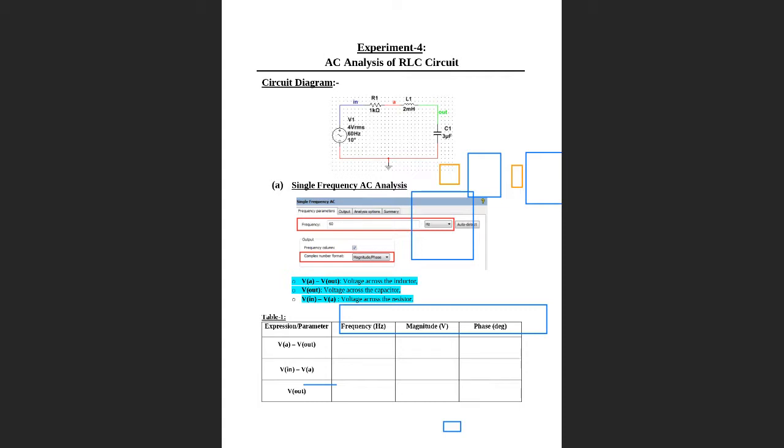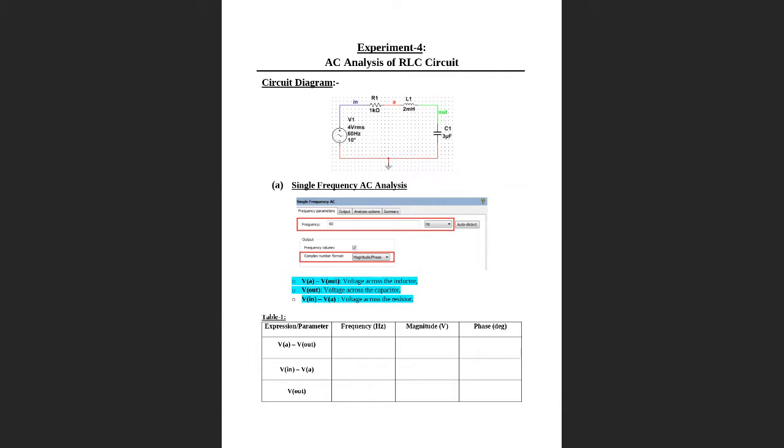Next, for the second one, select the output. First, for the frequency parameters, we have changed as per the lab manual. And for the output, we are also supposed to select some options. So let us come back here. You can see from the circuit diagram.